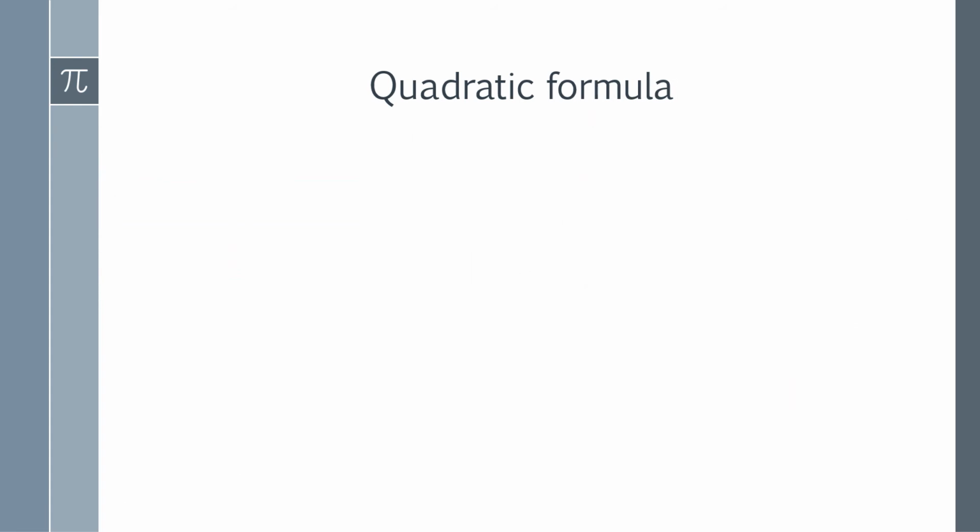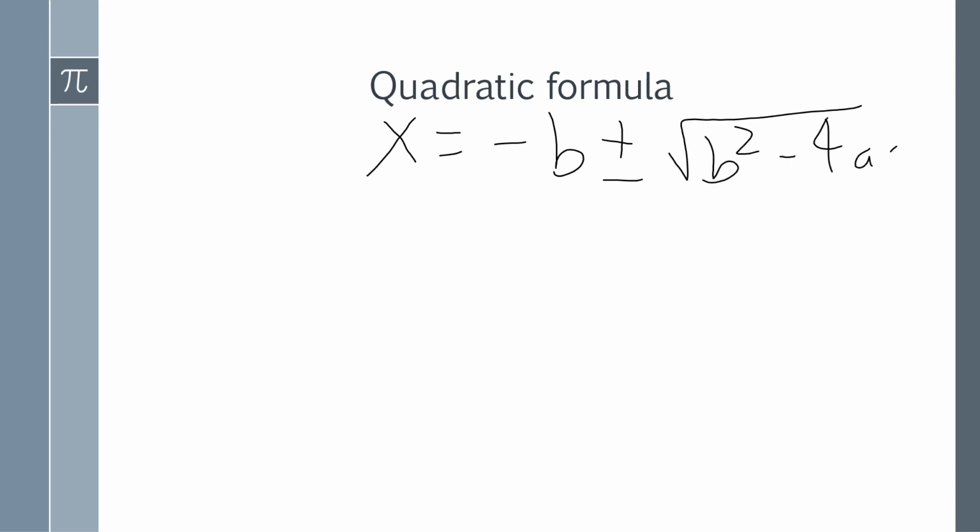All right, guys, quadratic formula time. All right, let's do this. So y'all ready? X equals the opposite of b plus or minus square root b squared minus 4ac all over 2a.